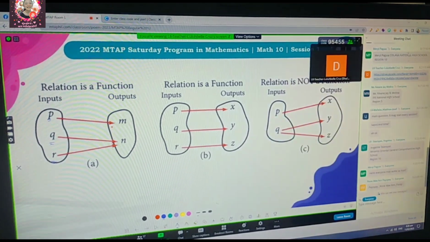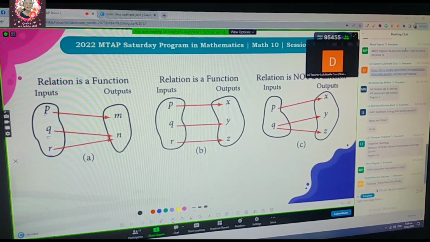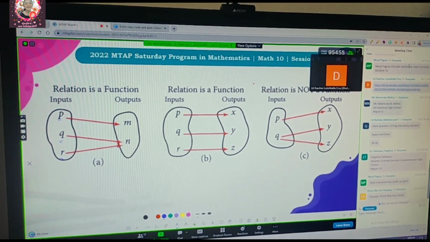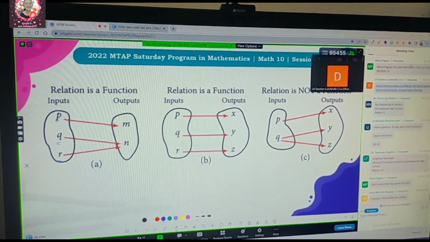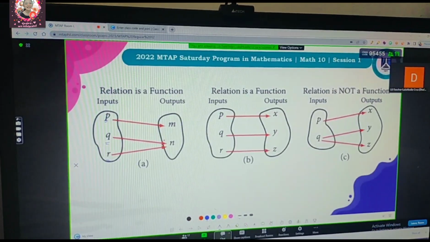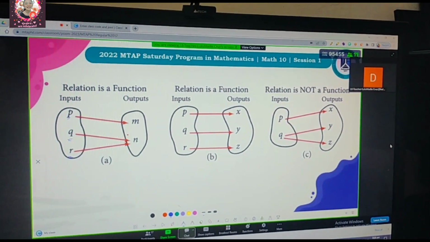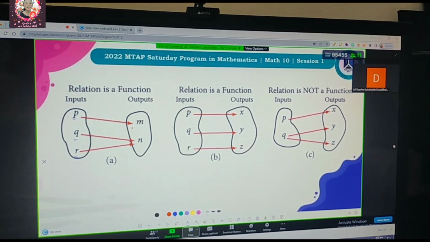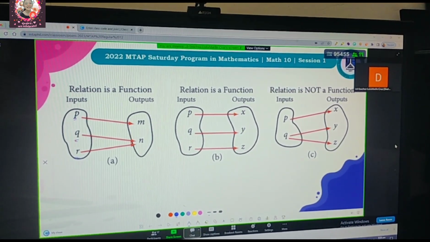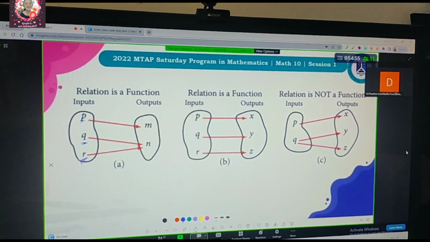Pair up sa set ng outputs, or we call range. Okay, so ganito siya pag naka-mapping. Pag naka-arrow or mapping na format, ganito makikita yung relation. Okay, itong A is a function kasi exactly once na gamit yung isang element sa input set.